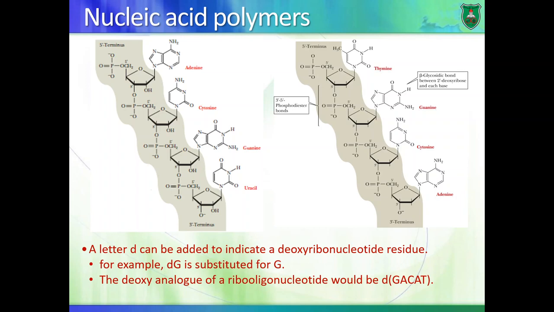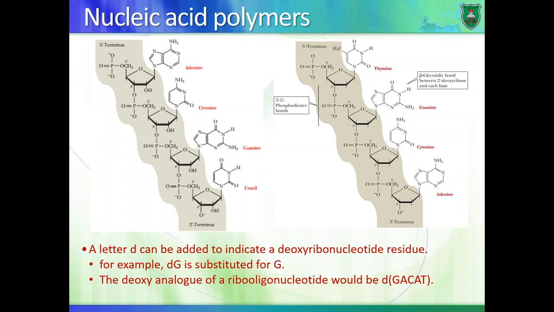Then you look at the base and you say, is it a purine or is it a pyrimidine? There are two purines, guanine and adenine. And there are three pyrimidines, uracil, thymine, and cytosine. This is how you can rule out what's wrong in the answers, and you choose what's right, and it should be straightforward. Again, I'm not going to ask you to differentiate between the different purines and the different pyrimidines.